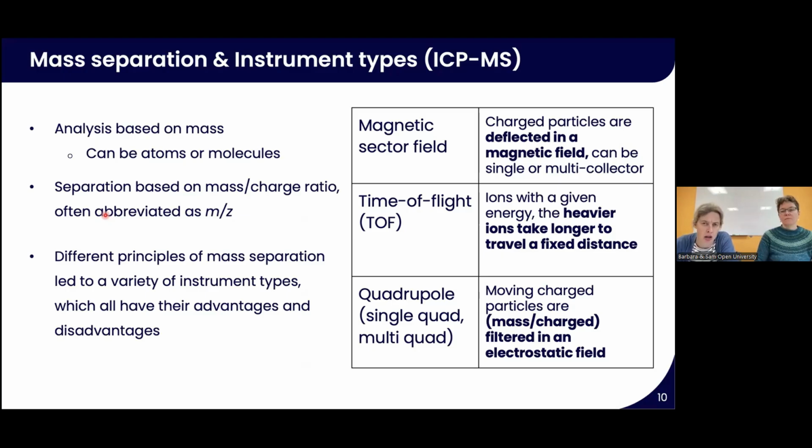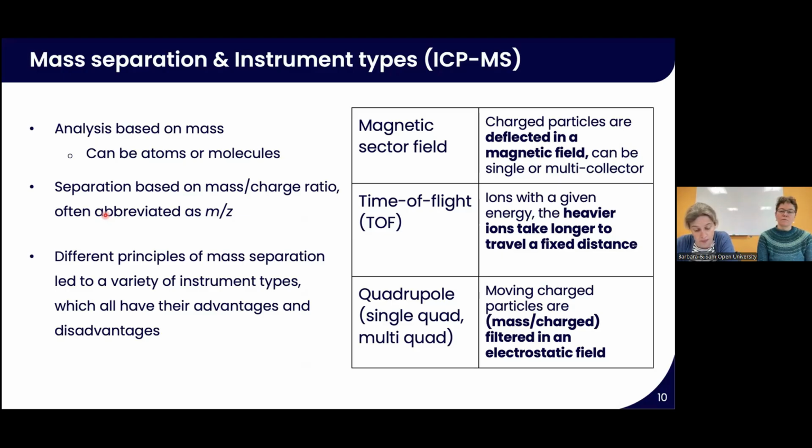The next kind of instrument is time of flight. So this is quite a fast acquisition. We introduce ions and they're accelerated in an electric field, and the heavier ions basically take longer to reach the detector, so take longer to travel a fixed distance than the lighter ions. These have advantages in that you get a full mass spectrum every time, but the disadvantage is that they have a limited sensitivity.